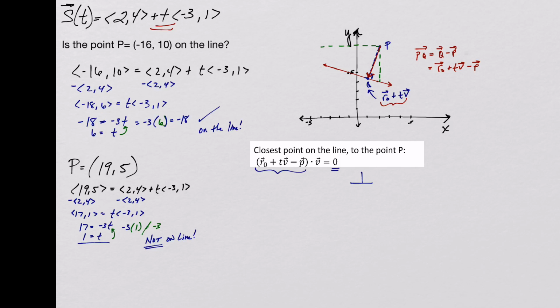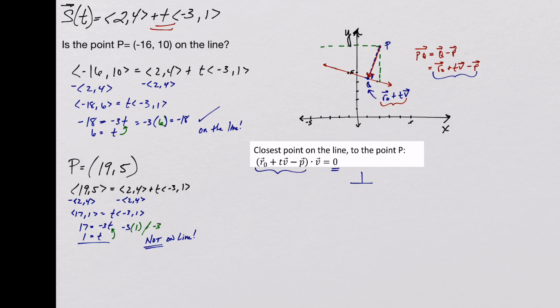And now if I take this expression, this displacement vector, and I dot it with the direction vector v of my line, set it equal to 0, now I can ensure that I've picked a point on the line that makes the displacement vector from P to Q orthogonal to the line. Okay, and so a lot of words. Now we'll walk through an example.